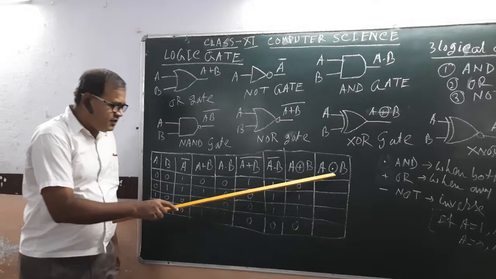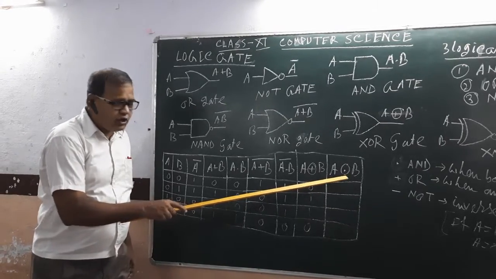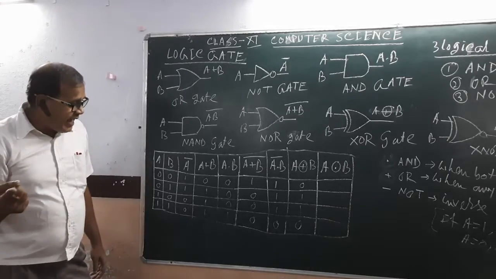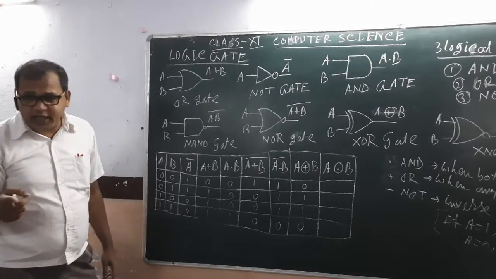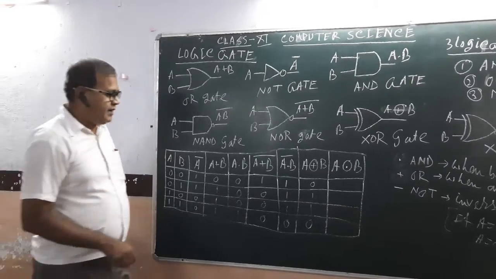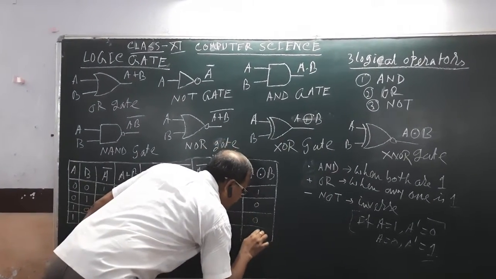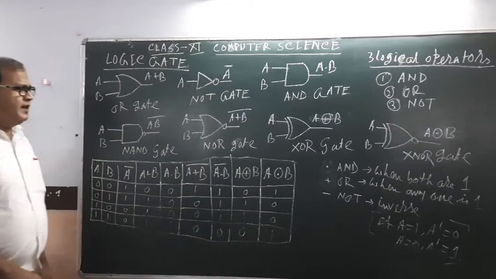And last, this one, XNOR gate. XNOR gate means it is just the inverse of XOR, that means XNOR is the inverse of XOR. It will be 1, 0, 0, 1. Clear?